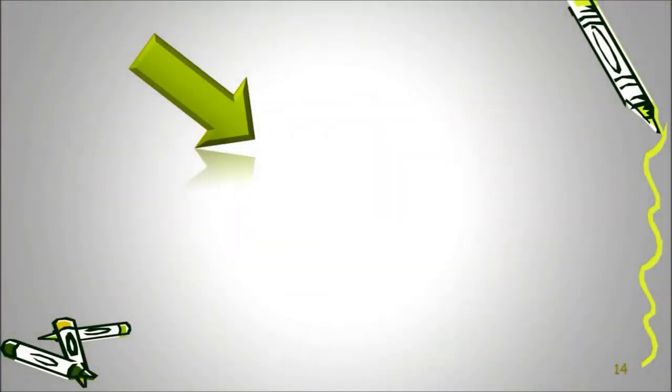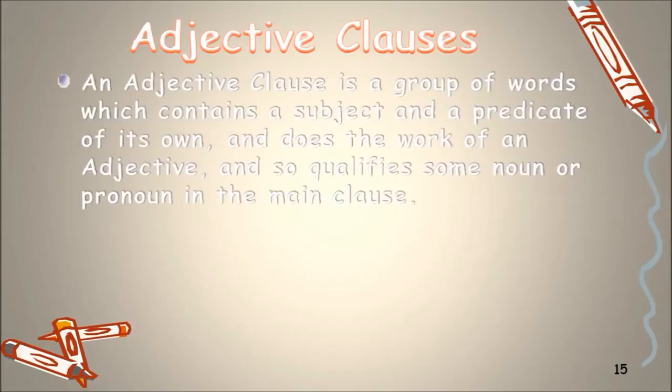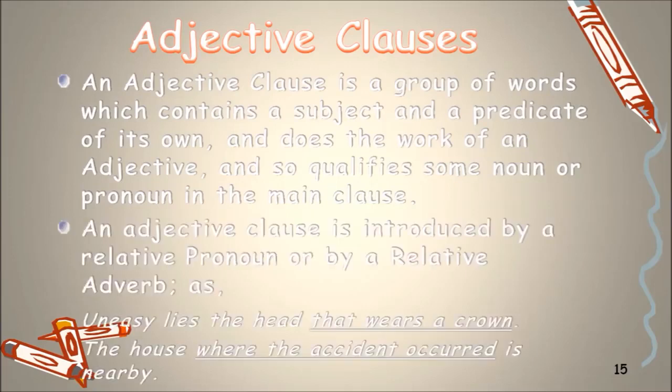So let's start. We are here to discuss adjective clauses, also known as relative clauses. An adjective clause is a group of words which contains a subject and a predicate of its own and does the work of an adjective, and so qualifies some noun or pronoun in the main clause. An adjective clause is introduced by a relative pronoun or by a relative adverb.